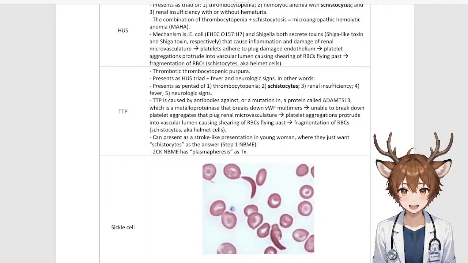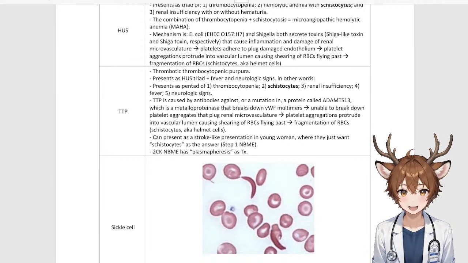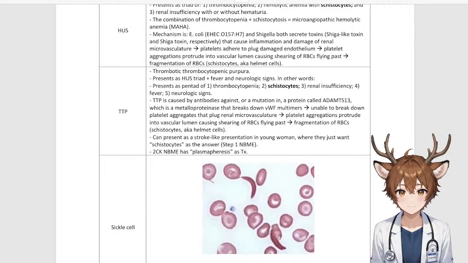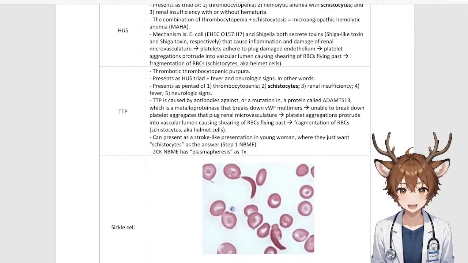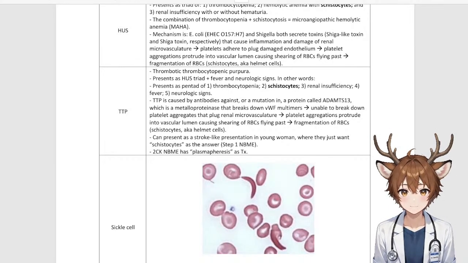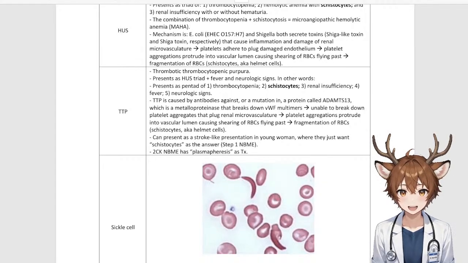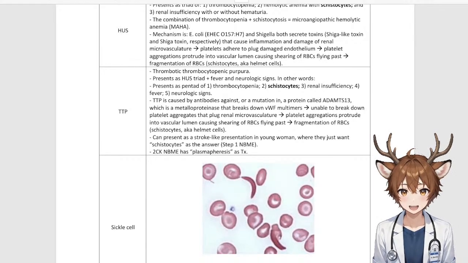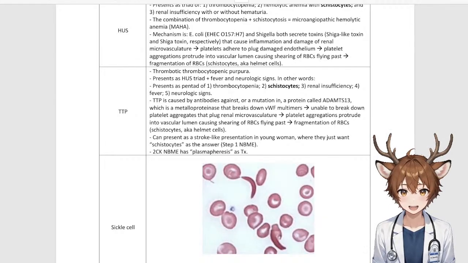that breaks down von Willebrand factor multimers, leading to an inability to break down platelet aggregates that plug renal microvasculature. Platelet aggregations protrude into the vascular lumen, causing a shearing of RBCs flying past, leading to fragmentation of RBCs, schistocytes, aka helmet cells. It can present as a stroke-like presentation in young women, where they just want schistocytes as the answer. Step 1 NBME, 2CK NBME has plasmapheresis as the treatment.